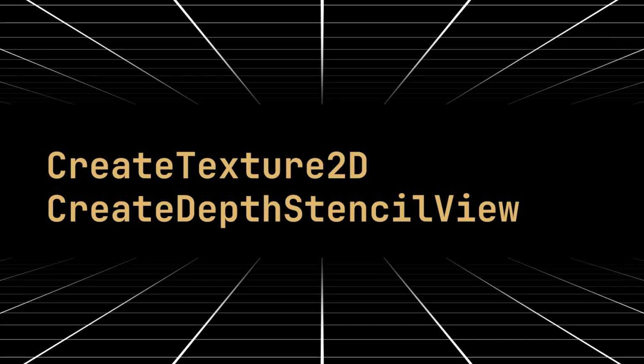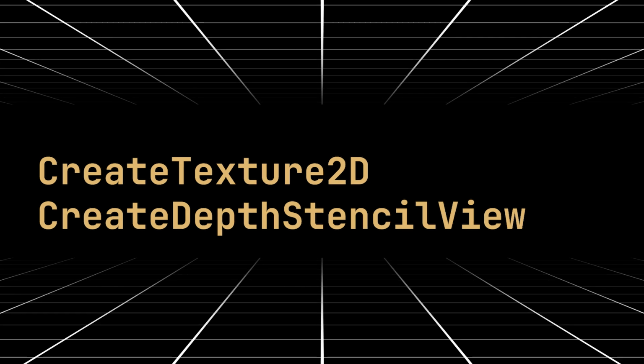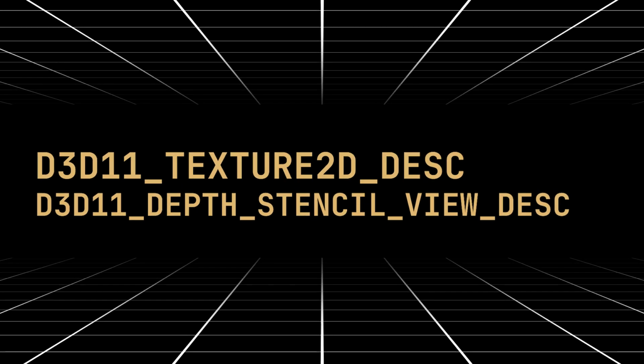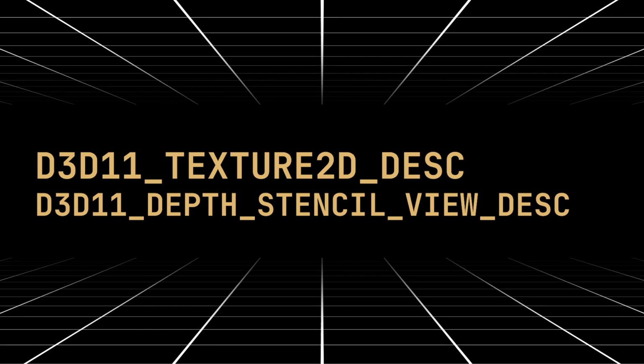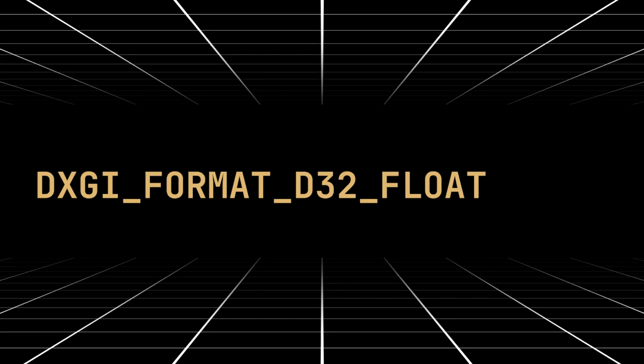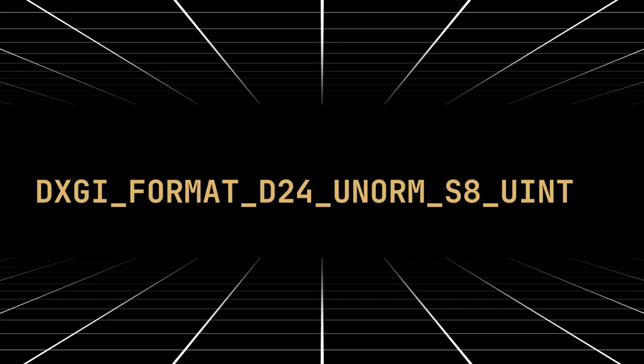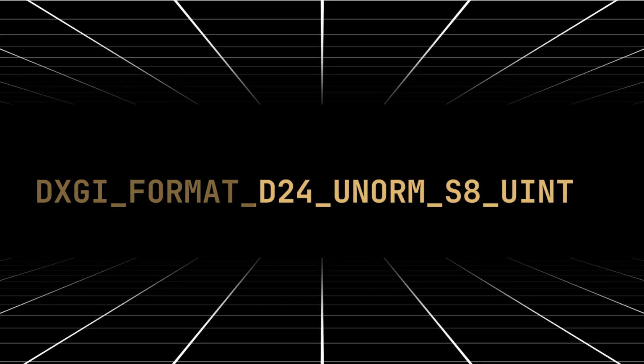So in DirectX we call CreateTexture2D and CreateDepthStencilView with our D3D11_TEXTURE2D_DESC and our D3D11_DEPTH_STENCIL_VIEW_DESC. With this we change our format from D32_FLOAT to D24_UNORM_S8_UINT. So we have essentially just decremented the depth by 8 bits, and the free 8 bits that are left now we use for the stencil buffer.